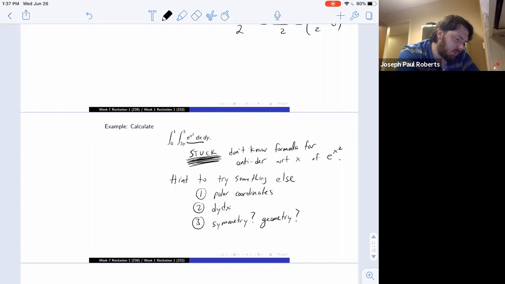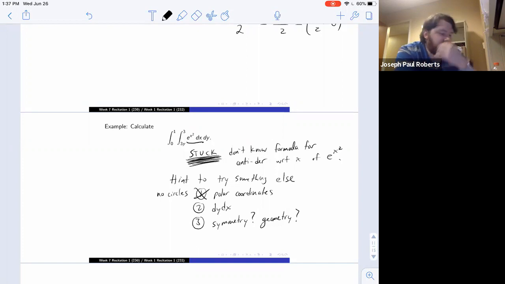So what could come into play here? Polar coordinates, as you saw yesterday, was all about when you have disks or portions thereof. Essentially, polar coordinates are good when you have something involving x squared plus y squared, whether that's in your integrand or in your region. That x squared plus y squared turns into r squared for polar. So that's what you're on the lookout for. Here, there's no circles. For dy dx, well, that is going to be what we end up doing.